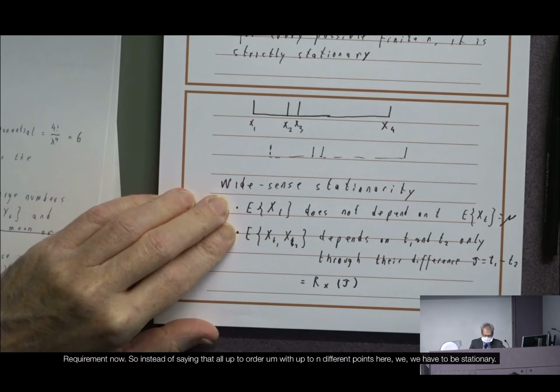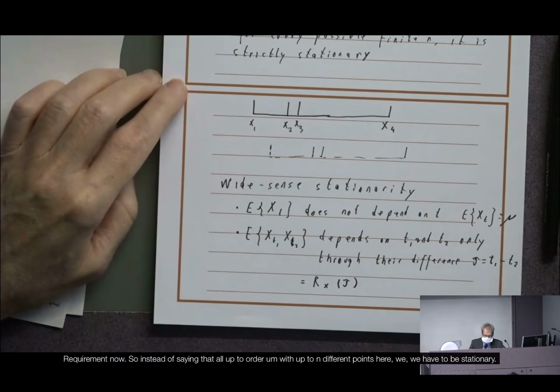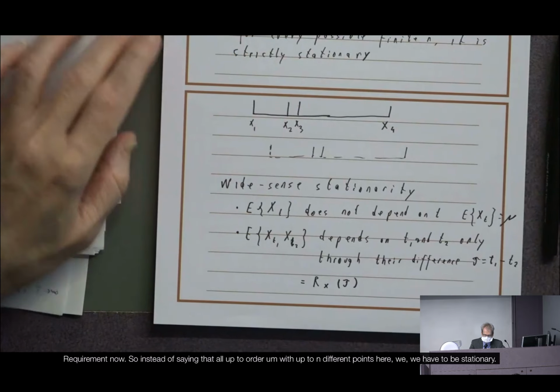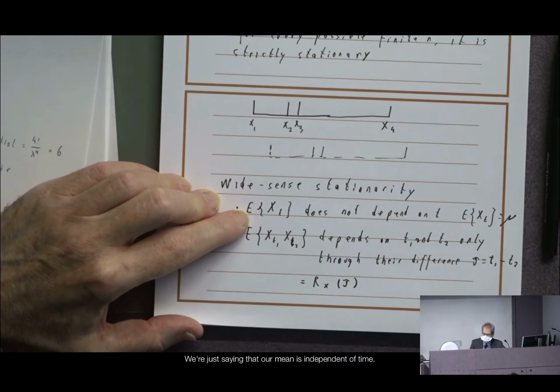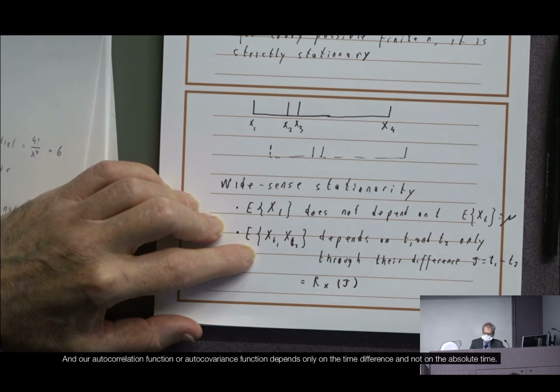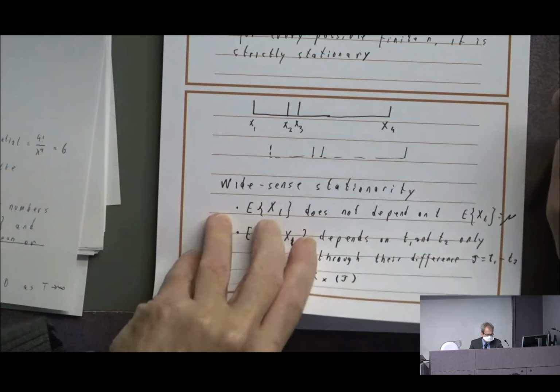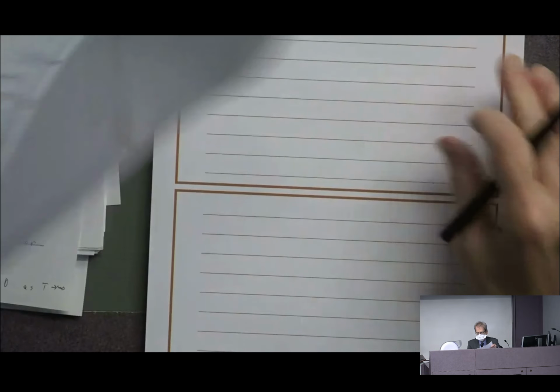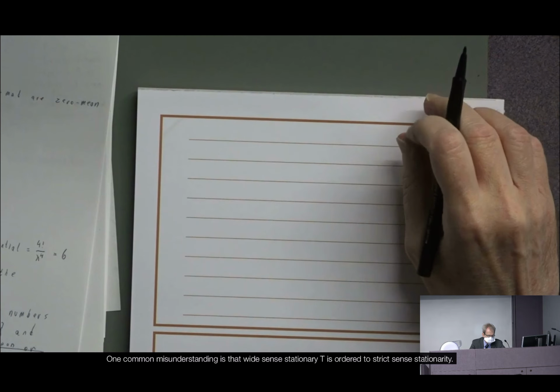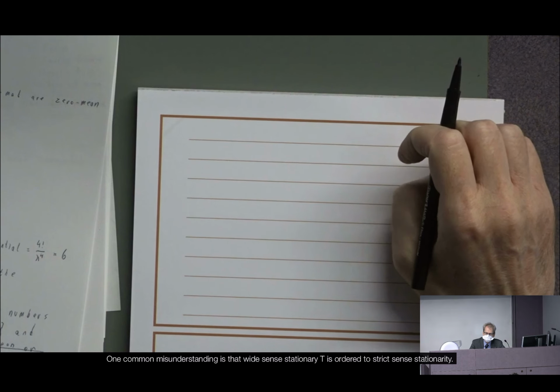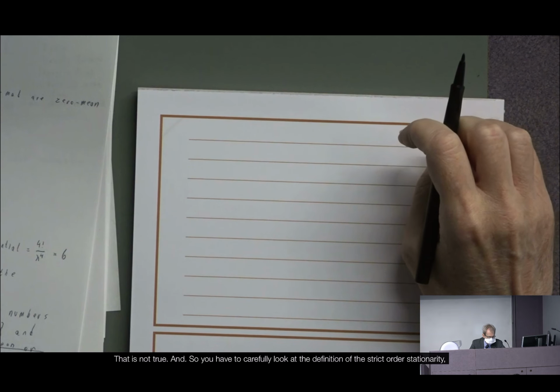Instead of saying that all up to nth order, with up to n different points, have to be stationary, we're just saying that our mean is independent of time and our autocorrelation function or autocovariance function depends only on the time difference and not on the absolute time. One common misunderstanding is that wide sense stationarity is order 2 strict sense stationarity. That is not true.